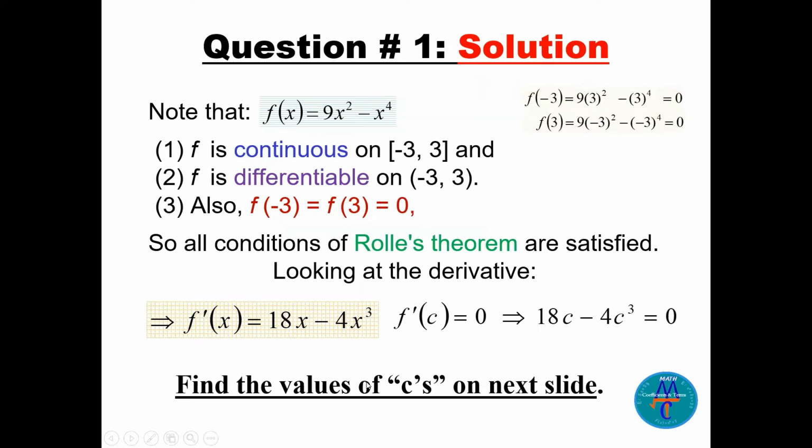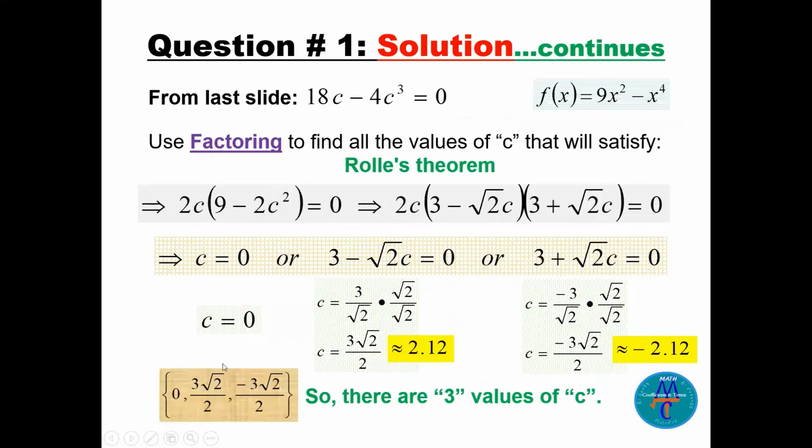Now on the next slide, please try to find the values of c. So we use factoring here. 18c minus 4c cubed is equal to 0. I can take 2c as a common factor. Inside, I will have 9 minus 2c squared. Now, I can use the difference between two squares. It will be 3 minus square root of 2 c, 3 plus square root of 2 c.